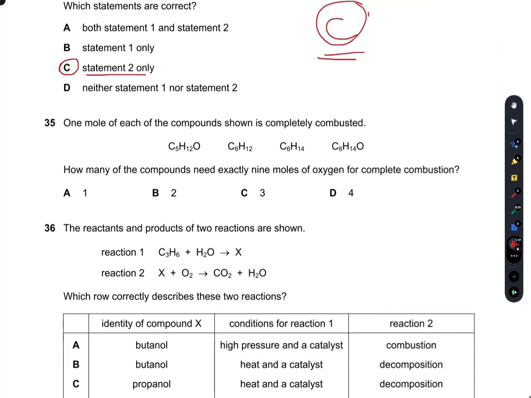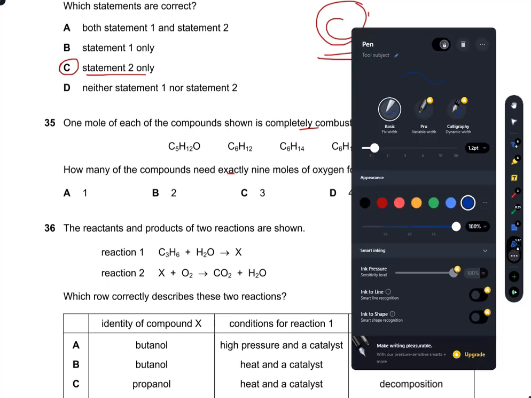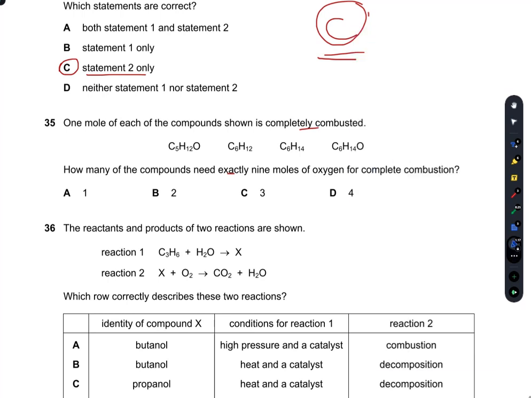1 mole of each of the compounds shown is completely combusted. How many of the compounds need exactly 9 moles of oxygen for complete combustion? So first of all, I am taking C5H12O. So I have to react it with 9 oxygens. So the equation should be balanced. So it will give me CO2 along with water.